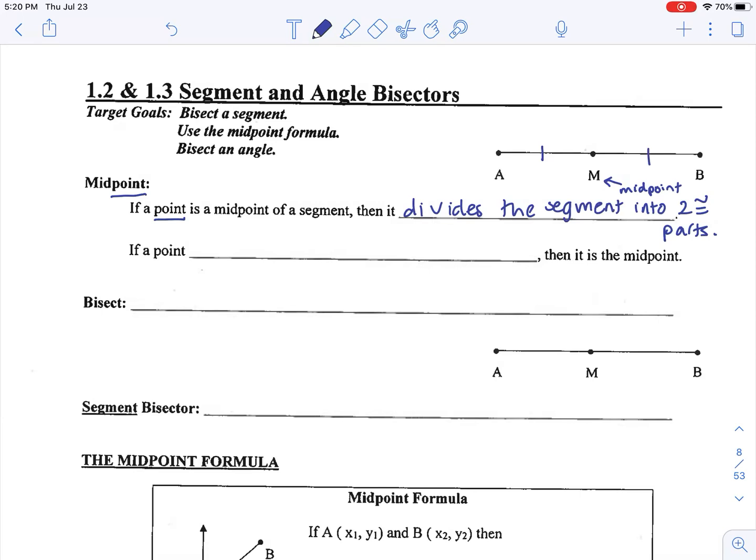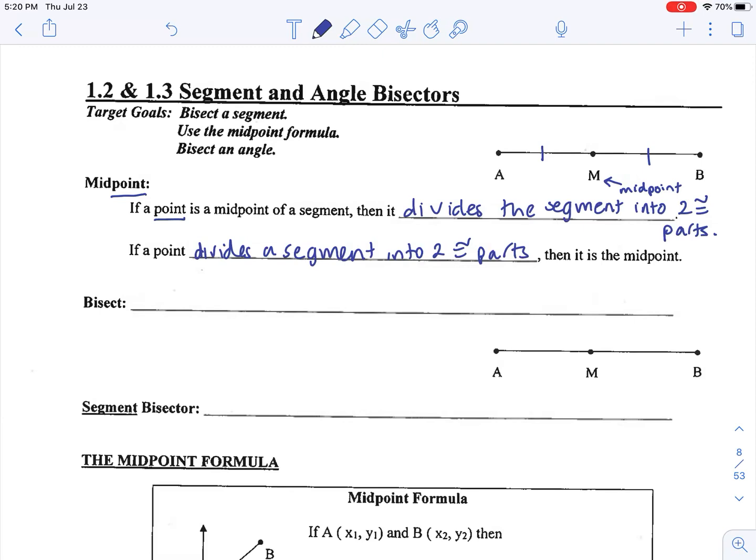And vice versa, or the converse, if a point divides a segment into two congruent parts, then we can call it the midpoint. So you notice that we switch the if part with the then part, the hypothesis part with the conclusion part.